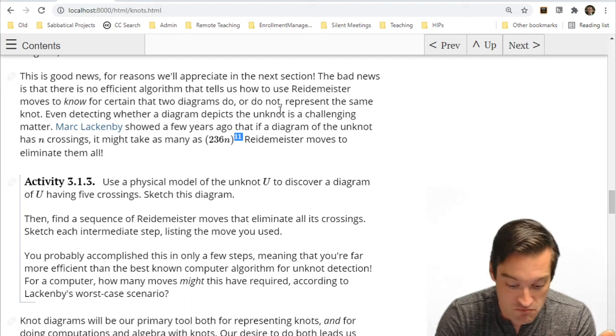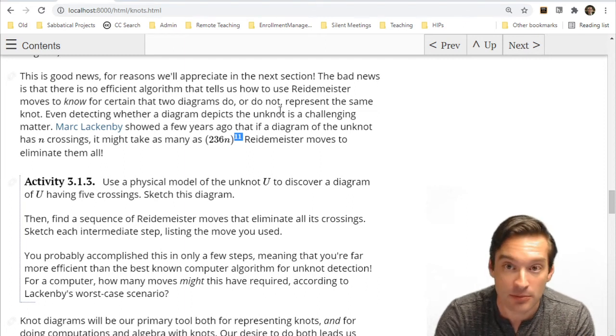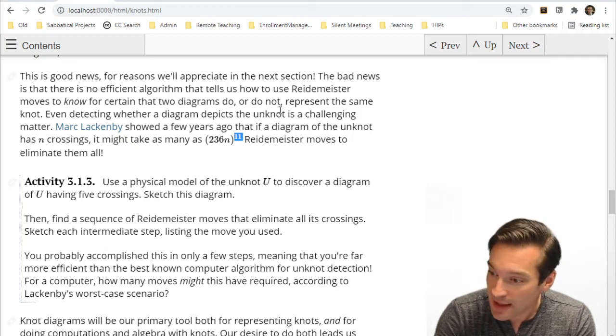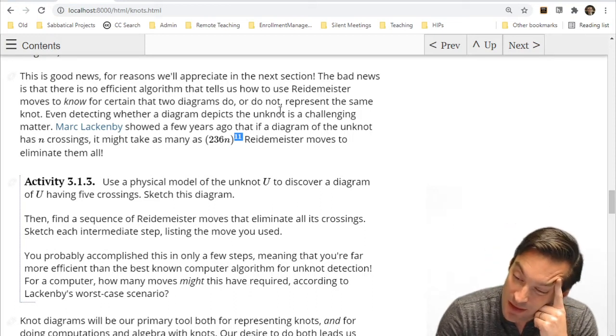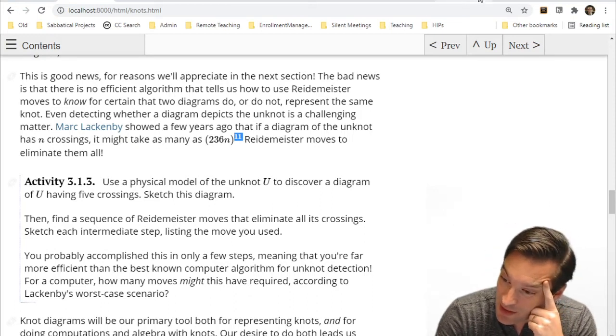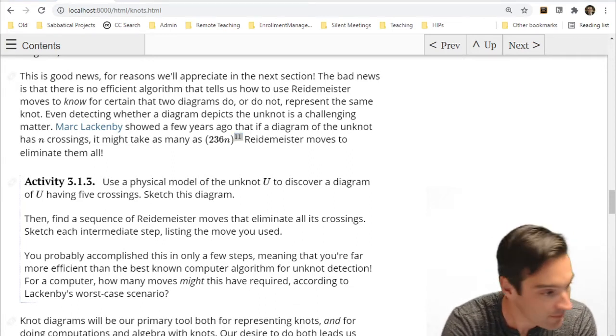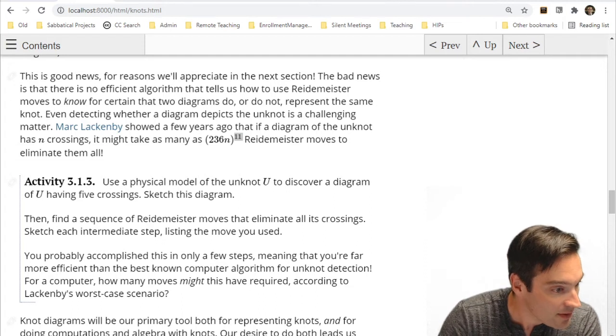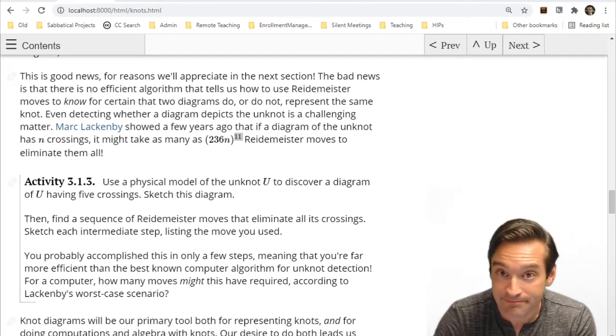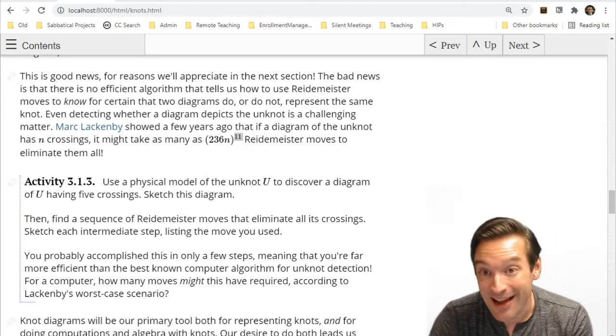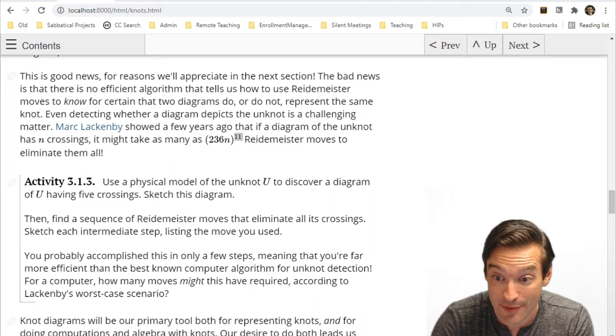So if you give me, I don't know, a 10 crossing diagram and tell me this is the unknot, it might take me, oh gosh, 236 times 10 raised to the 11th power. Let me just get a bound on that. 10 to the power 37 Reidemeister moves might be necessary to take me from the 10 crossing diagram of the unknot down to the totally uncrossed diagram of the unknot.